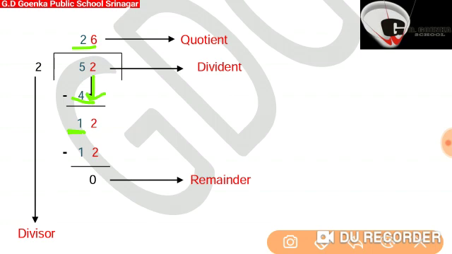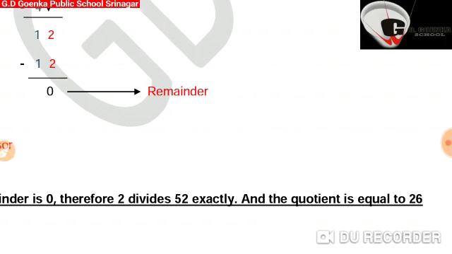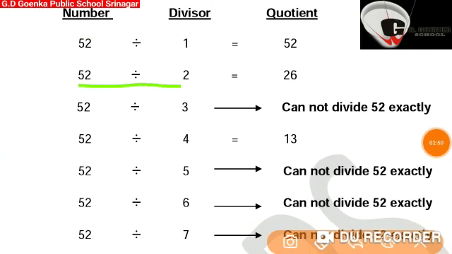So using the table of 2 again, 2 1s are 2, 2 2s are 4, 2 3s are 6, 2 4s are 8, 2 5s are 10, 2 6s are 12. So 2 6s are 12. 12 minus 12 is 0. So our remainder is 0 and our quotient is 26. Since the remainder is 0, we can say 52 is exactly divided by 2 and the quotient is equal to 26. Therefore, 52 divided by 2 is equal to 26 and we'll write quotient equal to 26.